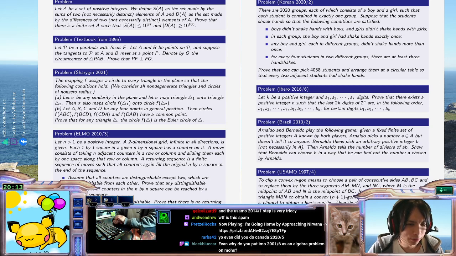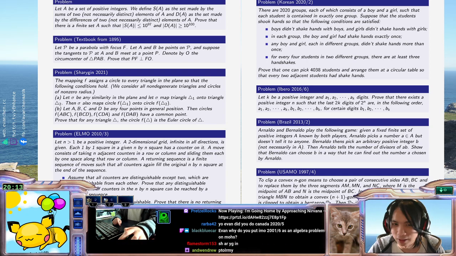Why do I put IMO 2016 as an algebra problem? Which one is this? Oh. Because the solution that isn't a geo interpretation is mostly manipulation. Like, there's not much NT content.